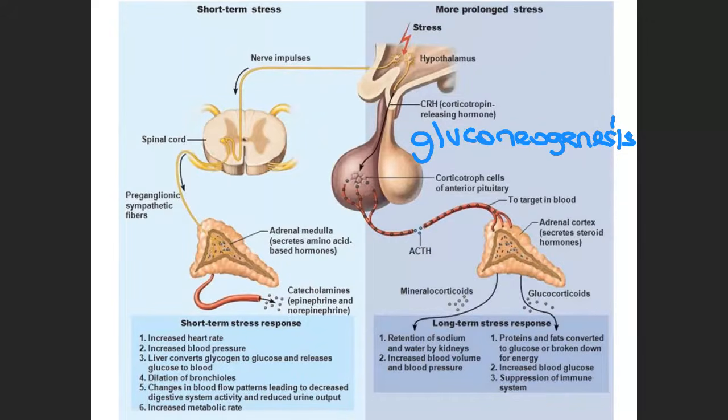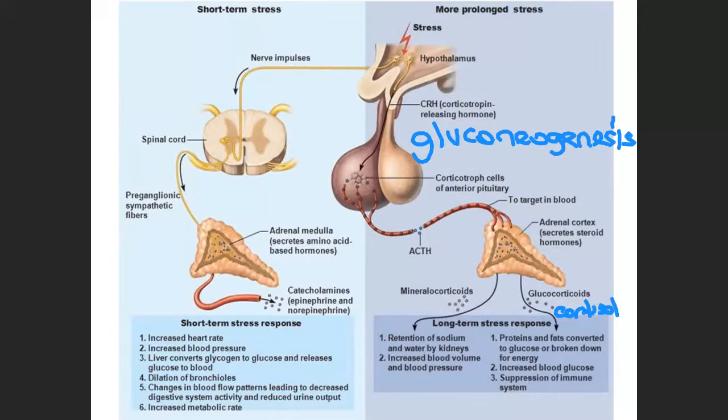But we also have a more prolonged, long-term response to stress. It's a hormonal pathway. The anterior pituitary releases a tropic hormone in response to a releasing hormone from the hypothalamus. The tropic hormone from the anterior pituitary targets the adrenal cortex. And the adrenal cortex responds by releasing hormones, glucocorticoids and mineralocorticoids. The most common glucocorticoid is cortisol.